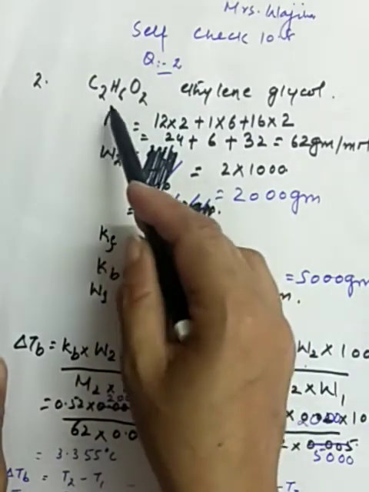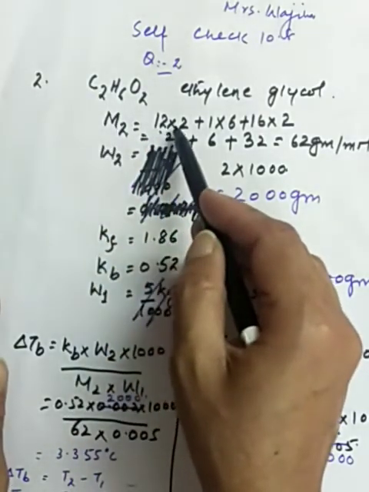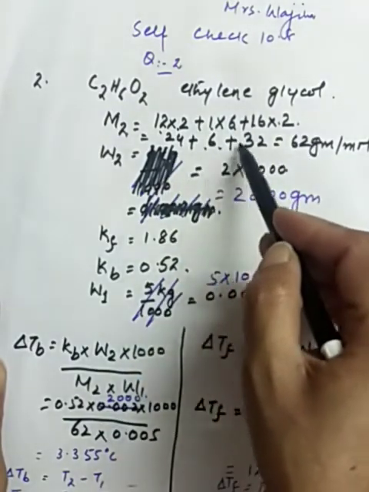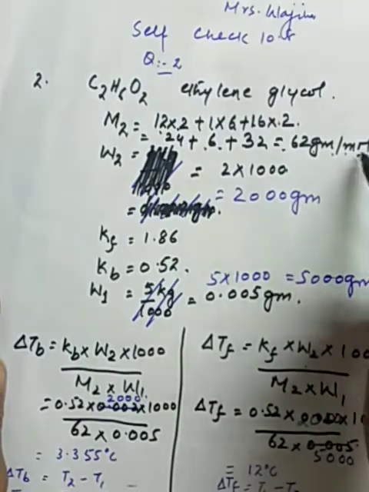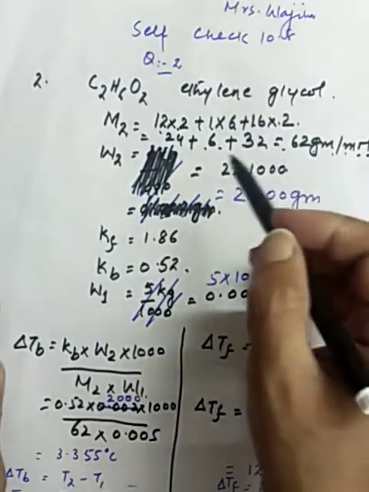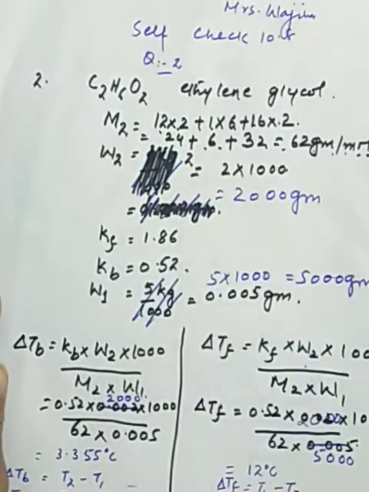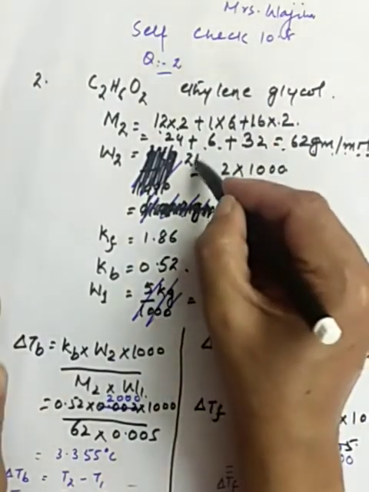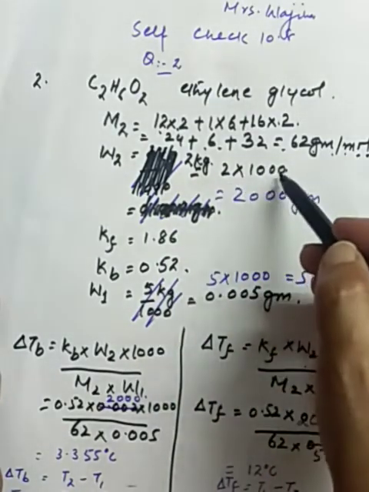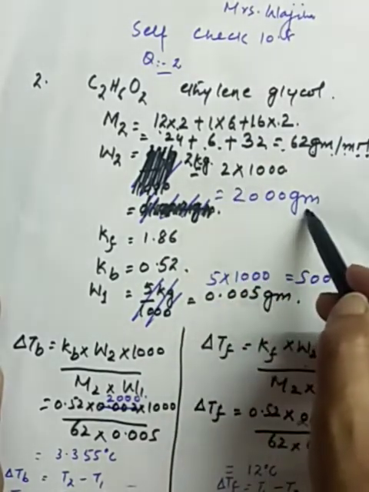We have to calculate the molar mass M2. The atomic mass of carbon is 12 multiplied by 2, plus 1 multiplied by 6, plus 16 multiplied by 2: 24 plus 6 plus 32, it is equal to 62 gram per mole. Weight of ethylene glycol used in this solution is 2 kg. When we want to convert it into gram, we multiply it with 1000, so 2 multiplied by 1000 is equal to 2000 gram.